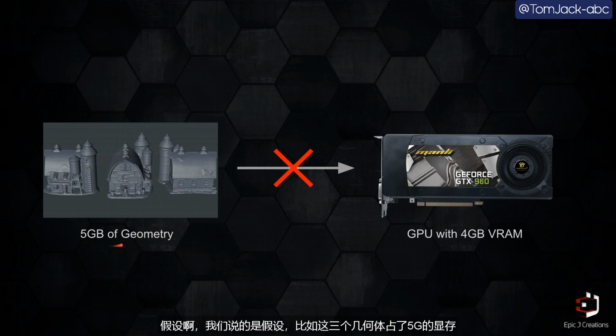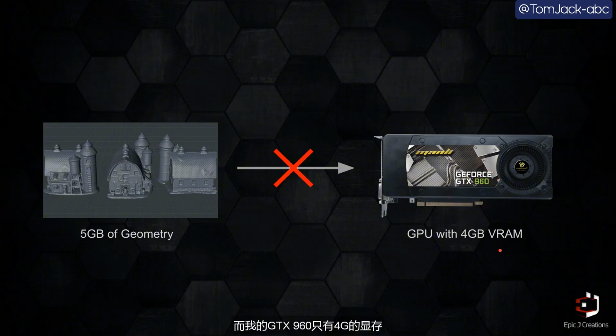If these took up 5 gigs of geometry, say this was 5 gigs of geometry in data for the VRAM, our GPU over here, my 960, say I had, only has 4 gigs of VRAM. I don't actually have a 960, again, hypothetical situation. And this would not work, I'm afraid. You cannot stick more VRAM of geometry into a card that does not support it. It's just simply not going to fit, and it will not load the render.